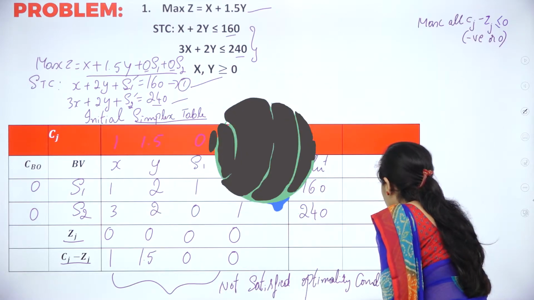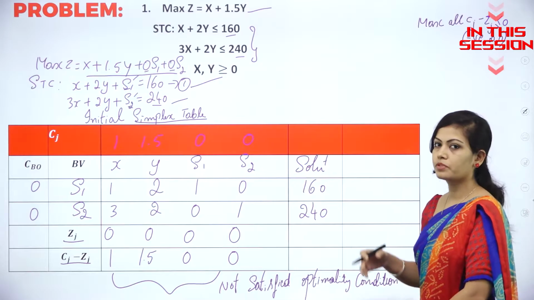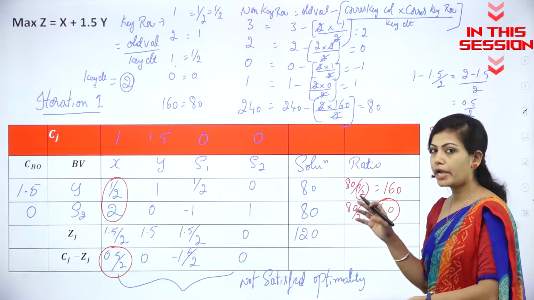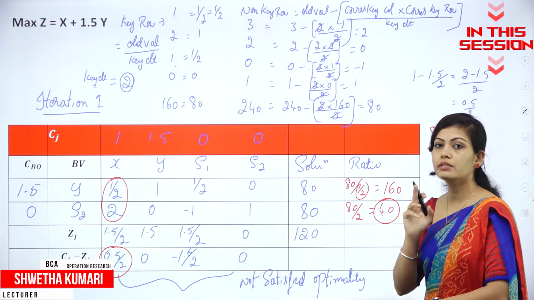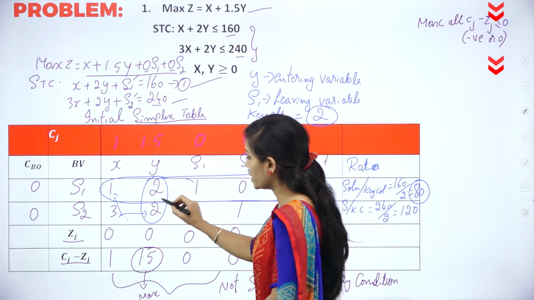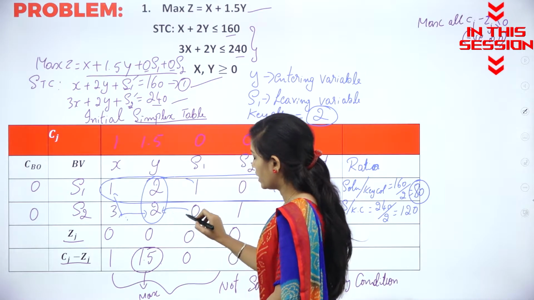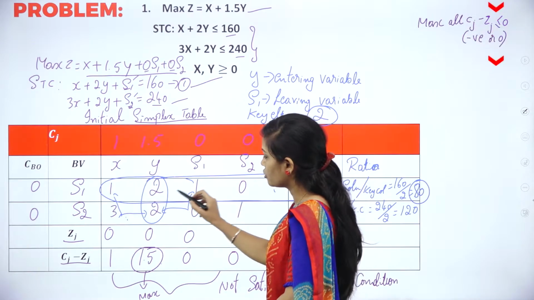If it is not satisfying this optimality condition, we can go further for the next iteration. If you get a negative or infinite value, you need to select only the least positive value. Old value is 0, corresponding key column is 2 and corresponding key row is 1. So 0 minus 2 into 1 by 2.